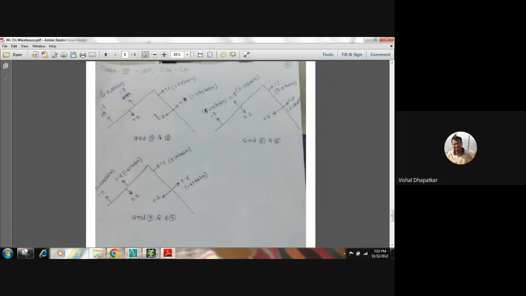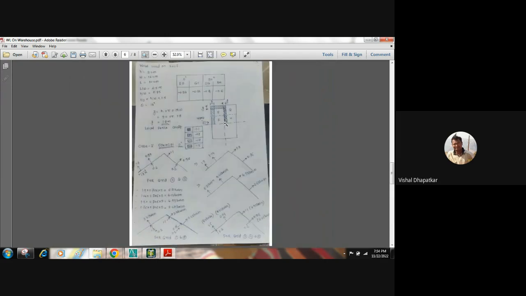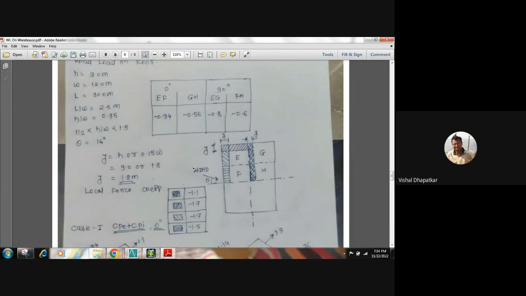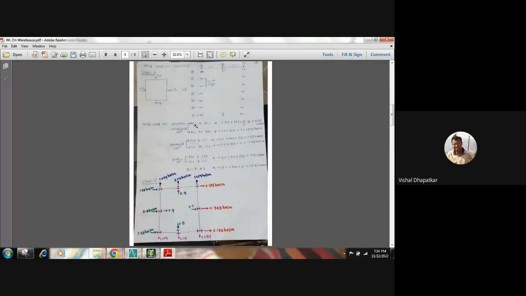So it is just a mathematical procedure. Once we get these coefficients, so this is the important one to get the coefficient, and just to apply that coefficient at particular locations to get the values or to get the loads. Okay. So this will complete the wind load calculation for the truss.